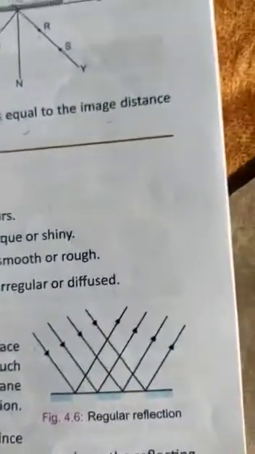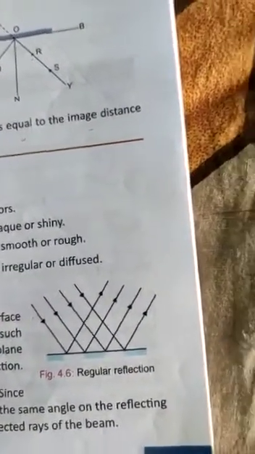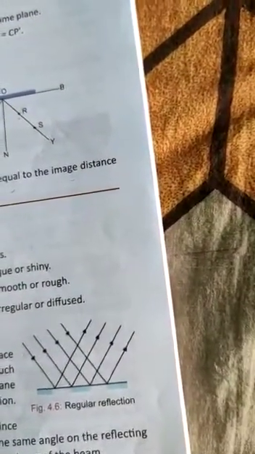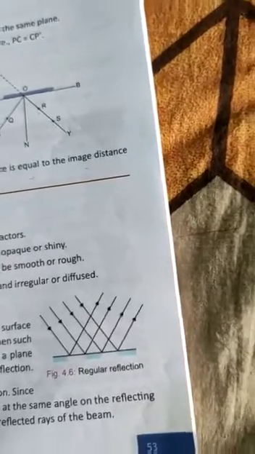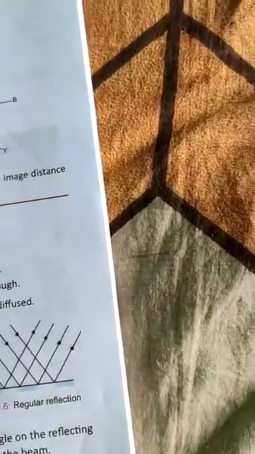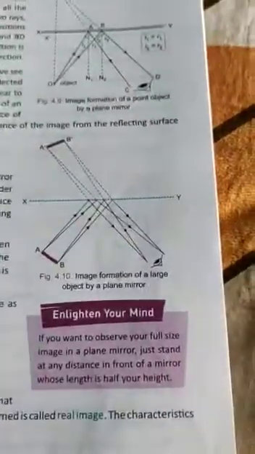The light rays reflected from the surface follow the laws of reflection. The incident beam comprises parallel rays. All the rays are incident at the same angle on the reflecting surface, and hence the angle of reflection is also the same for the reflected rays of the beam. Clear, children? Now what is irregular?